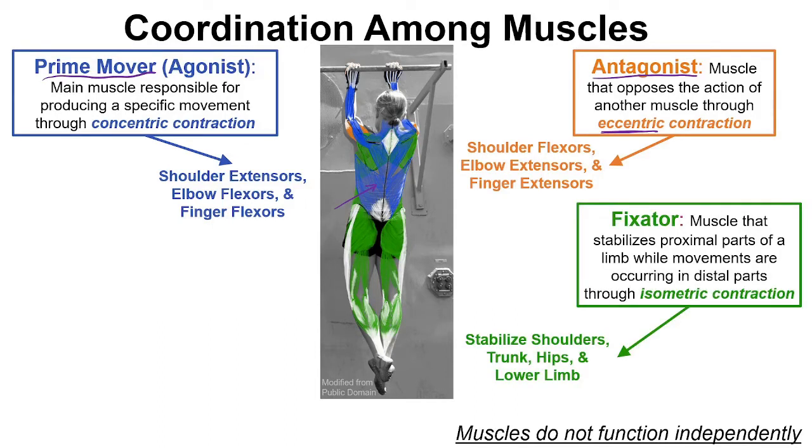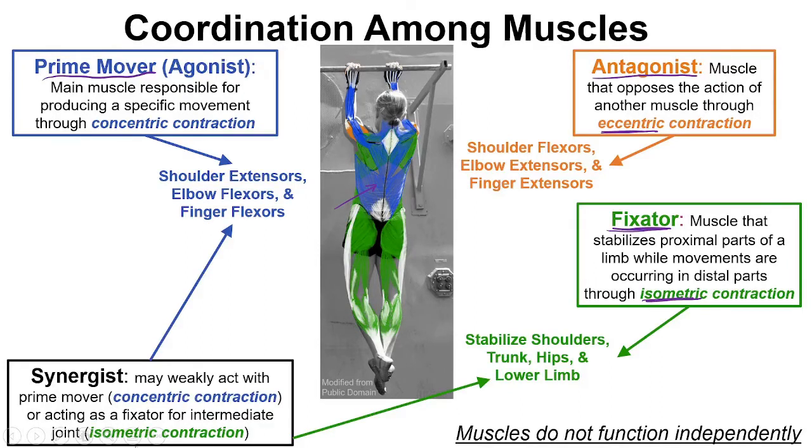Now, in order to pull the body up in one unit, muscles stabilize the shoulders, the trunk, the hips, the lower limbs, and these are all isometrically contracting, and they're known as fixators. Other muscles contribute secondarily through synergistic movements, either supporting the prime mover directly or stabilizing a more proximal joint. An example here would be at the wrist during this pull-up.